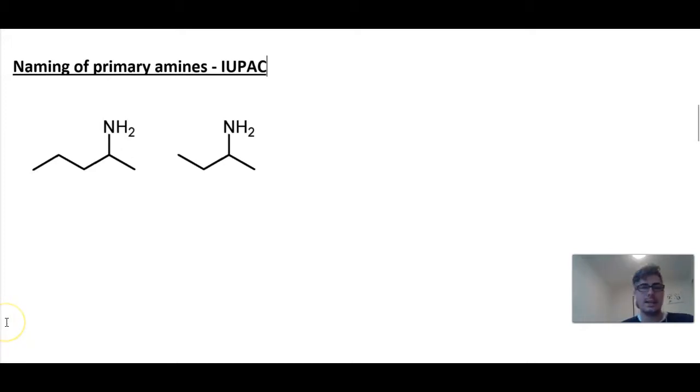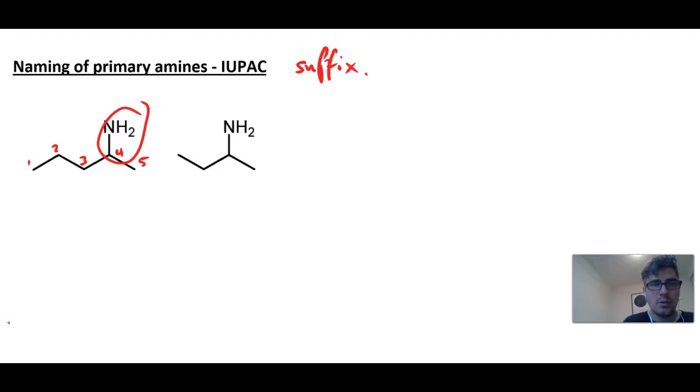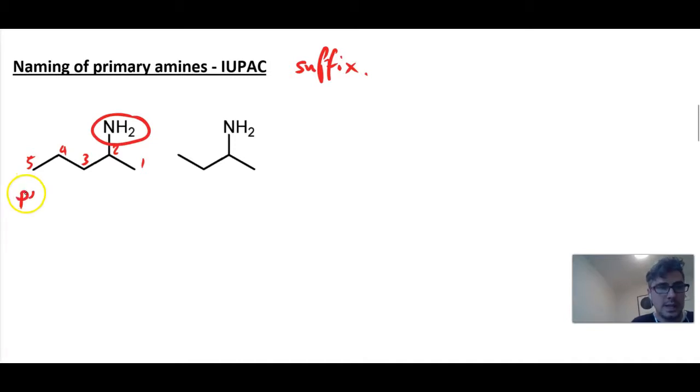So naming these amines has an IUPAC set of rules, as all of them do. In this case, it's a suffix at the end of the rest of the chemical name. So here we can see that we've got 1, 2, 3, 4, 5. If we number it that way, it will be on the 4 position. So actually we're going to renumber it the other way, 1, 4, 5, to get the lowest possible numbers. So that's a pentane structure there, and the amino group is on the 2 position. So it's pentan-2-amine.